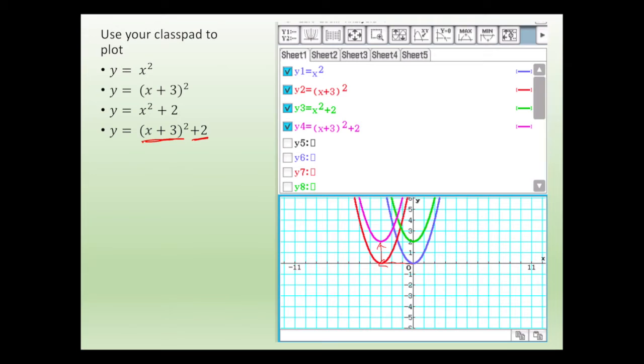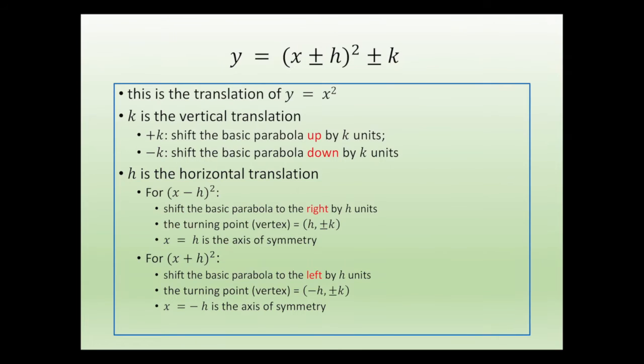So we can use y equals (x plus or minus h) all squared plus or minus k to represent the translation of the basic parabola. The next slide, you would have seen this before, is just a basic summary when I combine (x plus or minus h) all squared plus or minus k.